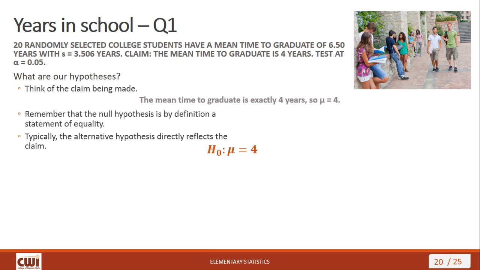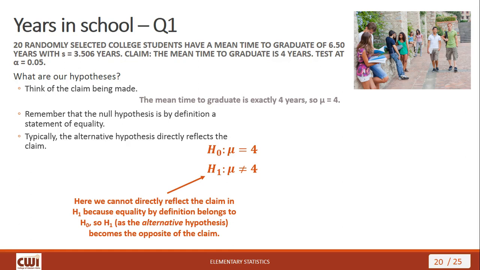What then do we write for our alternative hypothesis? Well, the alternative to being equal to is going to be the complement of being equal to, which is being not equal to. So our alternative hypothesis is going to say mu is not equal to 4. Again, we cannot directly reflect the claim in the alternative hypothesis in this case because the claim is one of equality, and statements of equality go with the null hypothesis.